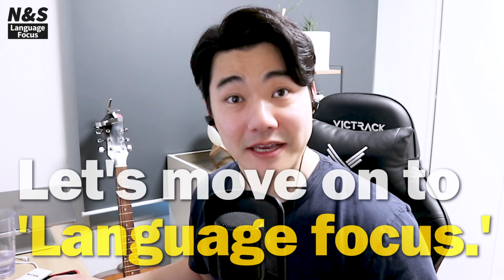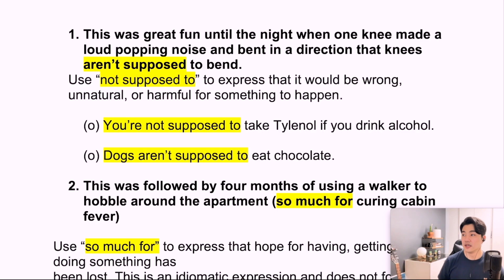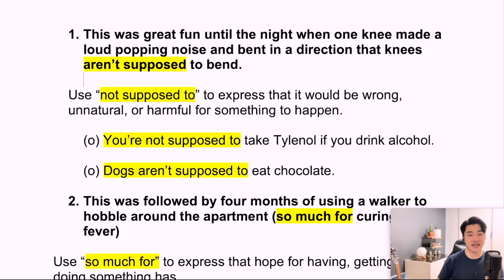Let's move on to language focus. Number 1. This was great fun until the night when one knee made a loud popping noise and bent in a direction that knees aren't supposed to bend. Not supposed to, aren't supposed to, is what we're looking at today. So, use not supposed to express that it would be unnatural or harmful for something to happen.